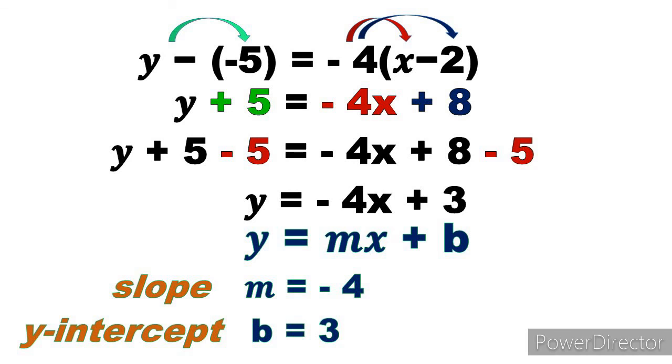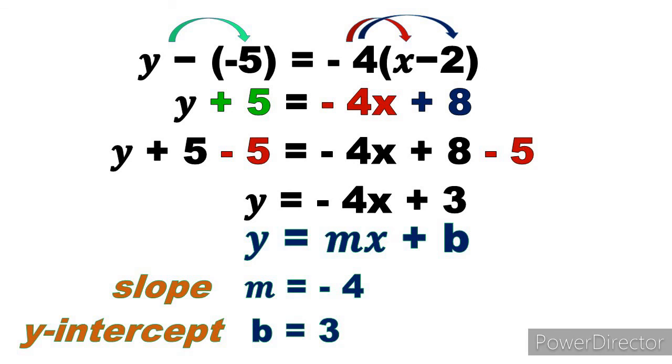And then, the next step is solve for y. To solve for y, isolate y doon sa left side ng equation. And then, i-eliminate ang positive 5 or tatanggalin ang positive 5. To eliminate positive 5, mag-subtract tayo ng 5 sa both side ng equation, sa left and right side. And then, simplify. Positive 5 minus 5 is 0. So, that's why we have y. And then, 8 minus 5 is 3. So, again, that's why we have now y equals negative 4x plus 3.